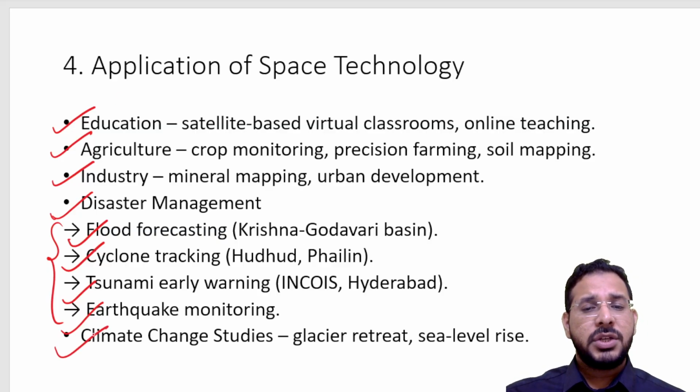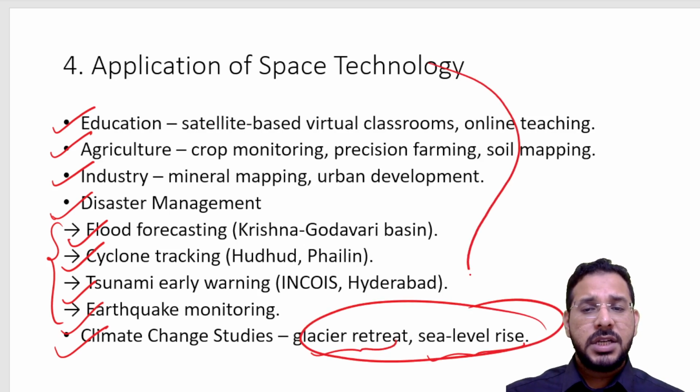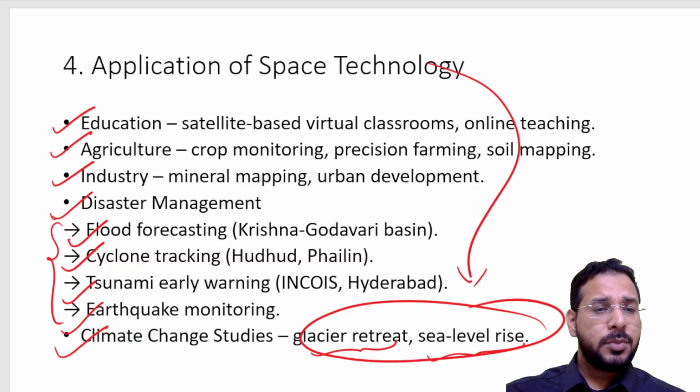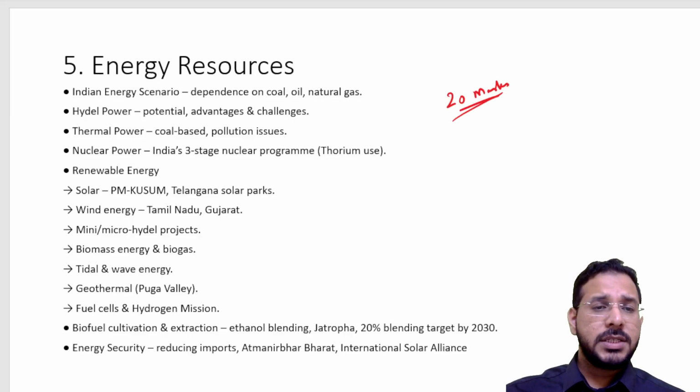Then how climate change is impacting the glacier retreat, sea level rise, etc., and how space technology is important in understanding those problems. Then after, space technology itself is having a weightage of 20 marks. Separate 2 units are given for space technology.